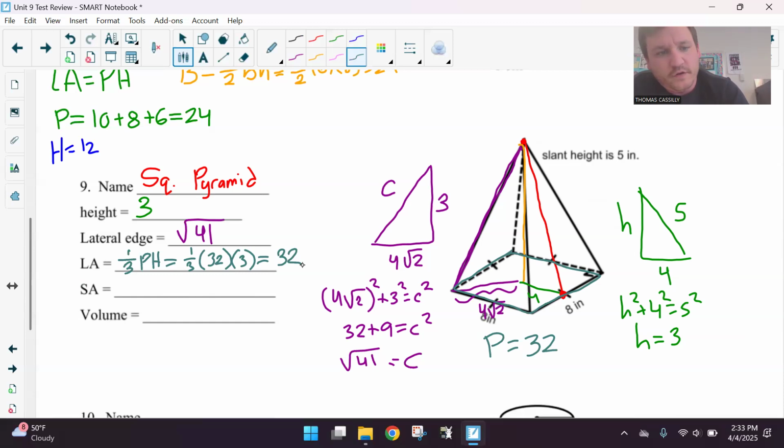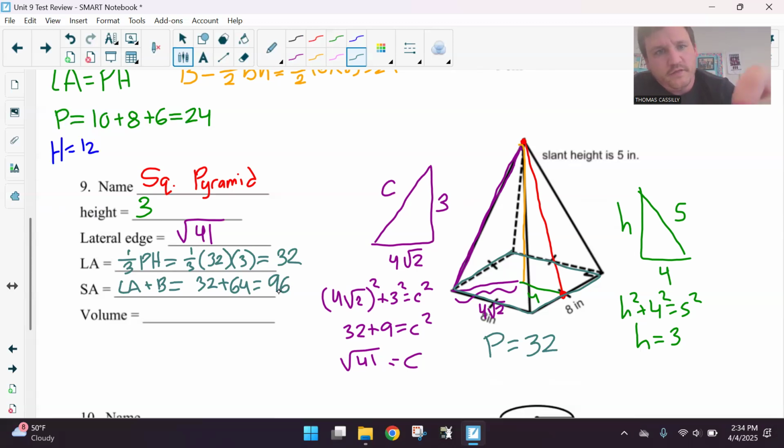All right, the surface area is the lateral area plus 1 base, right? There's only a single base in a pyramid, just that bottom piece here. So we're going to have 32 plus 8 times 8 is 64. What is that? Does that give us 96?